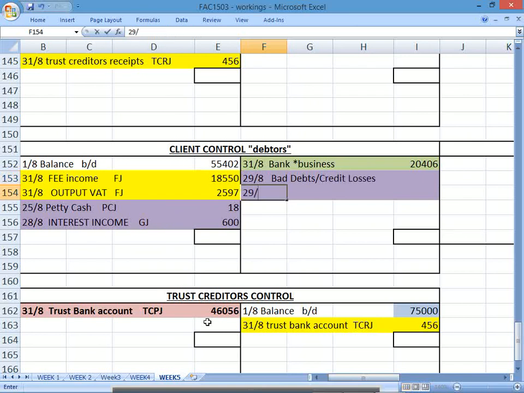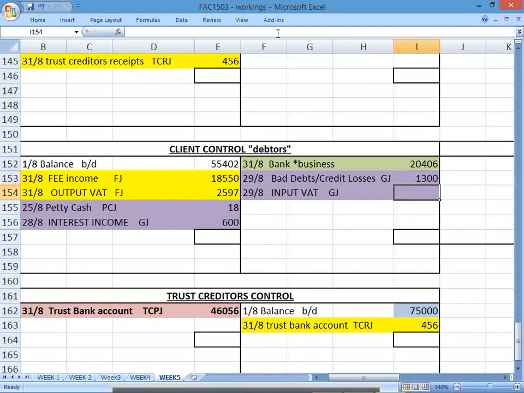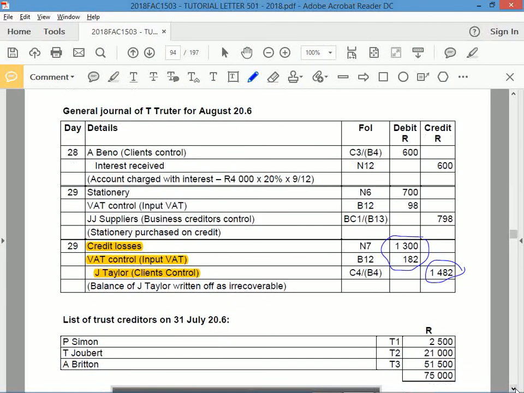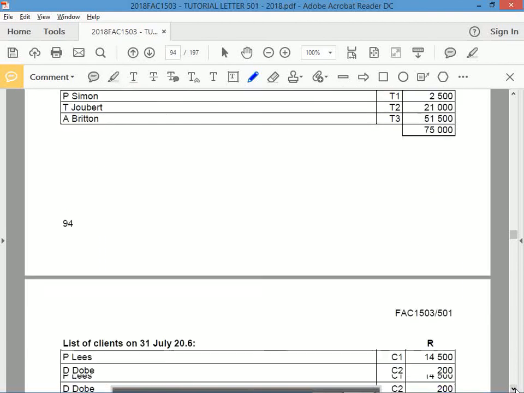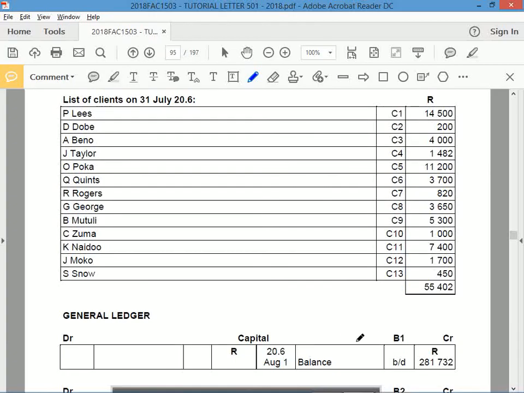And then 29/8, they do look at VAT here, so let's put it in. Input VAT. All of this is general journal. And then you'd have to show the separate amounts. 1 /3 and 182. Okay, and I think that's it. Yes. Then you've just got a list of creditors, a list of clients, and then you've got the general ledger. That's obviously the solution.